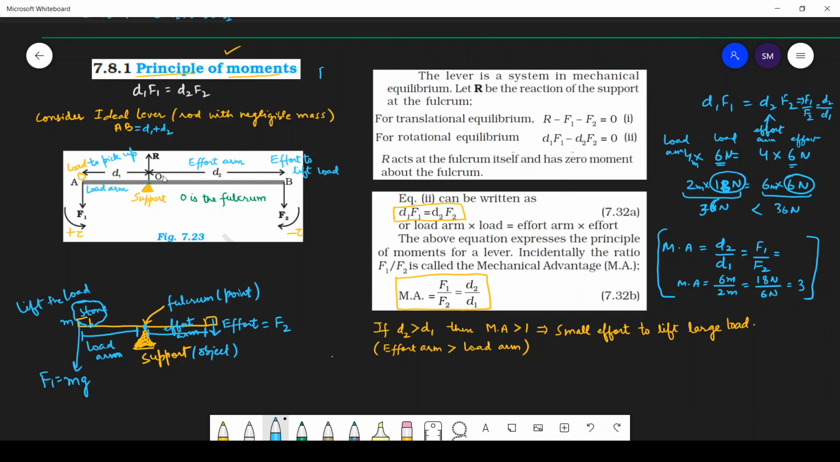Yes. So you want the effort arm to be greater so that F2 is lesser. You want D1 to be lesser so that F2 will be greater. Have you understood this concept, students? Yes, sir. Because the product of these two quantities D2 and F2 is equal to the product F1 D1. So you want F2 to be lesser.